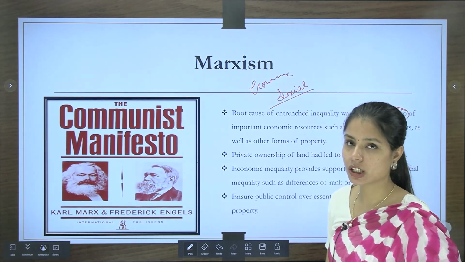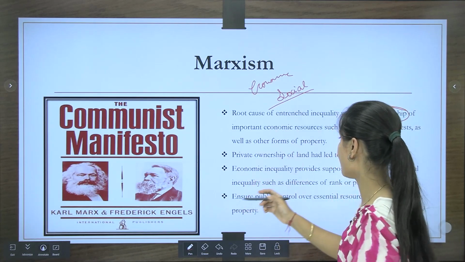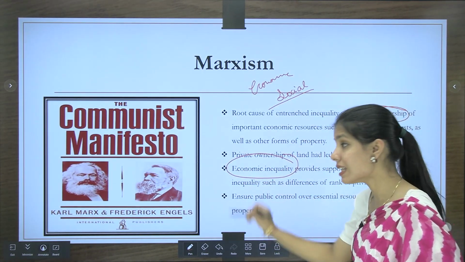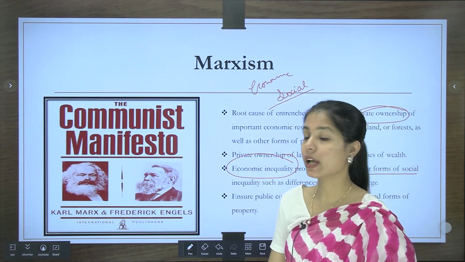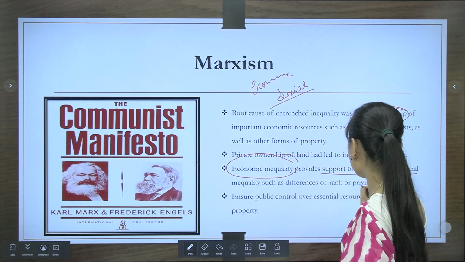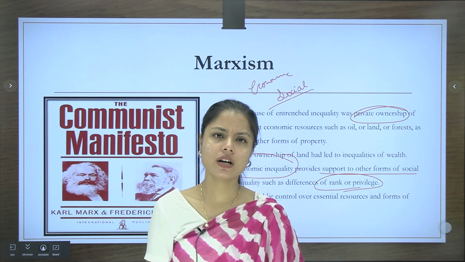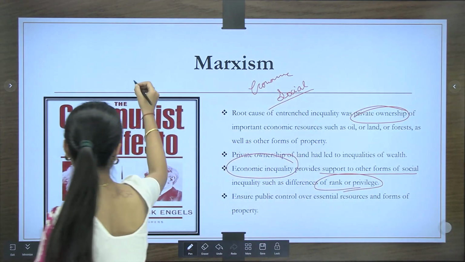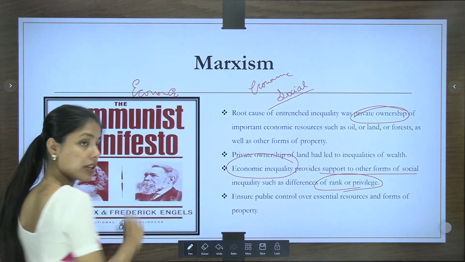First understand this. So for Karl Marx, the root cause of all the trouble is economic inequality, because this inequality provides support to other forms of social inequality, which may be, let's say, differences of rank, class inequality, etc. So one thing that you need to understand here is, for Karl Marx, the problem is economic in nature, right? And what is the problem?